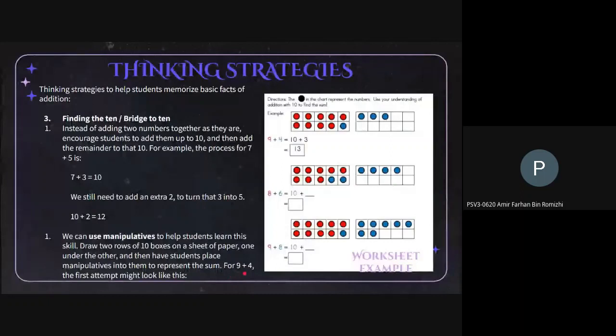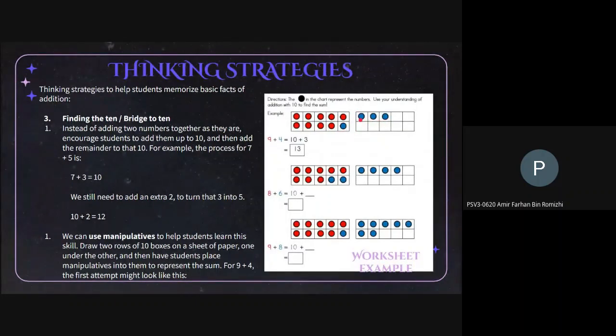9 plus 4, when we apply the bridge to 10 thinking strategy, equals 10 plus 3. As you can see on the picture, we move the second set of blocks into the first set of blocks until it reaches 10. Only then do we continue them on the second set.